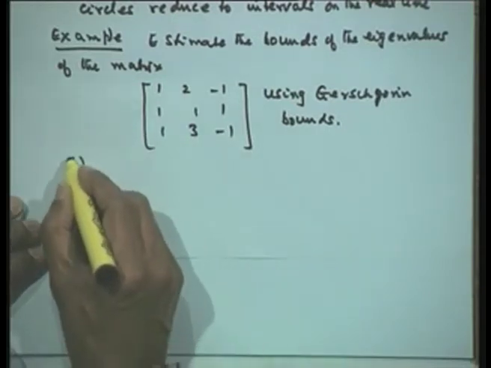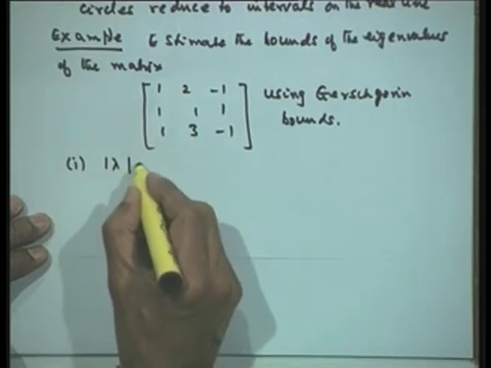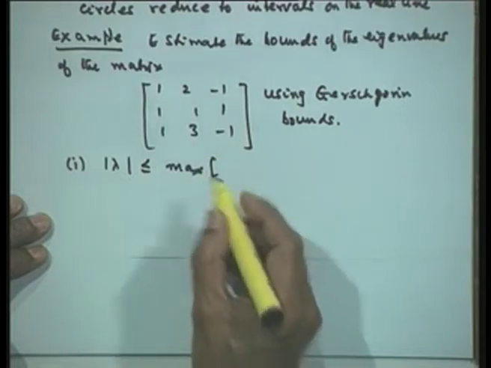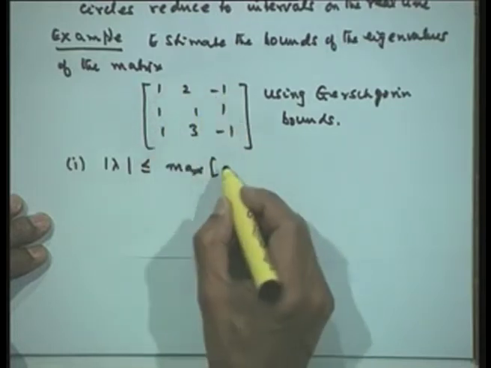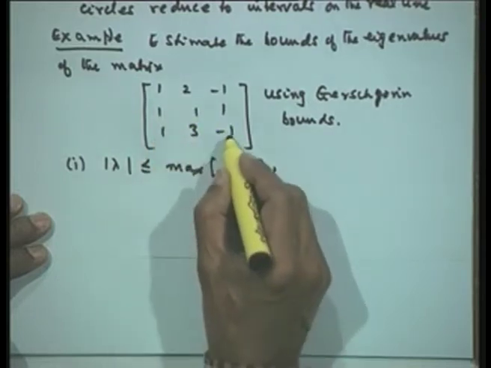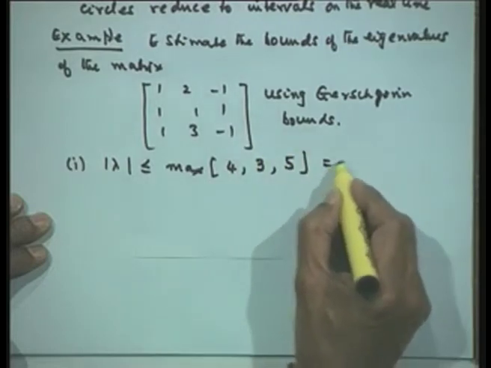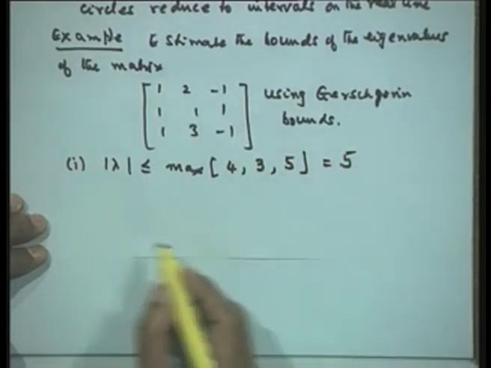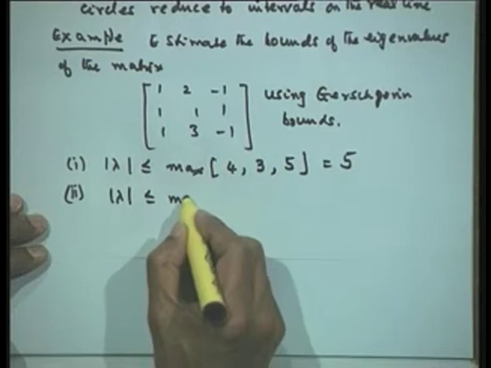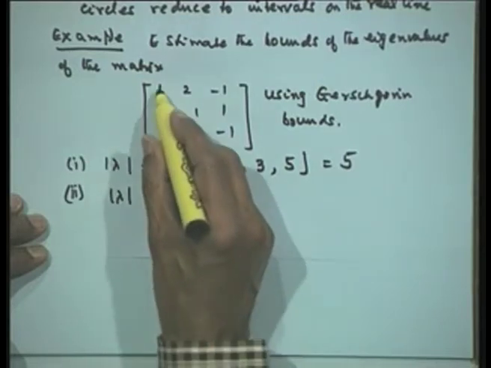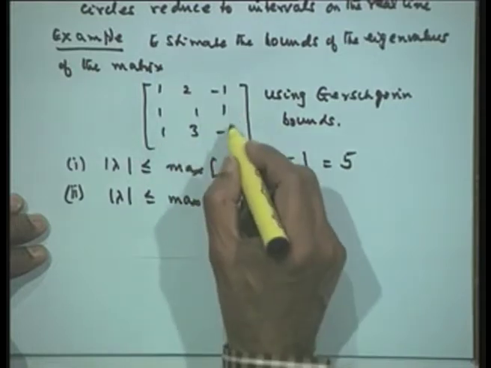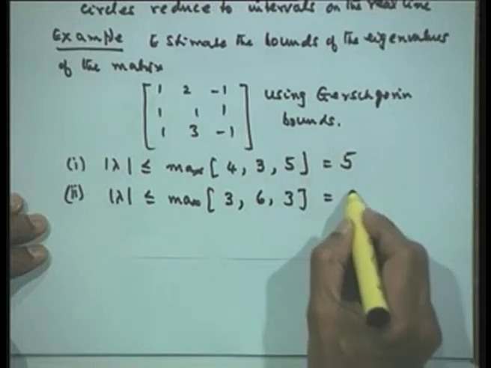Let us write down all the 4 bounds. Magnitude of lambda is less than or equal to the maximum absolute row sum. The absolute row sums are 2 plus 3 plus 1, that is 4 plus 1, 1 plus 1 plus 1, that is 3, and 1 plus 3 plus 1, that is 5. So, that is equal to 5. The second bound is magnitude of lambda is less than or equal to the maximum absolute column sum. This is 3, this is 6, this is 3, that is equal to 6.